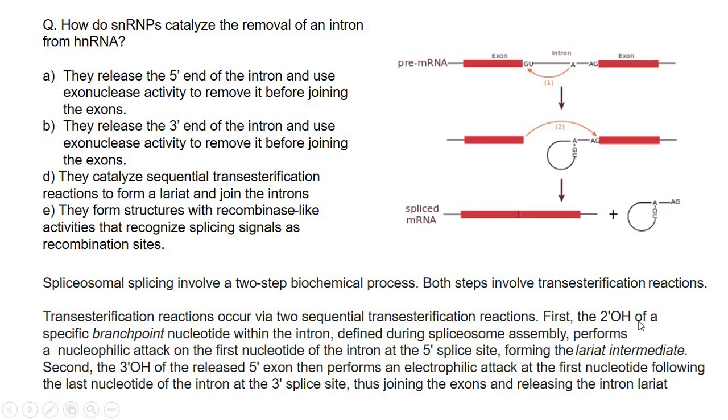First, the 2' hydroxyl of a specific branch point nucleotide, here this A within the intron, will perform a nucleophilic attack at the 5' splice site at the intron-exon boundary, and it will form the lariat intermediate, or lariat formation. Second, the 3' hydroxyl group of the released 5' exon will then perform an electrophilic attack here. This electrophilic attack will lead to removal of the intron from the splice site, and the exons will then be joined.